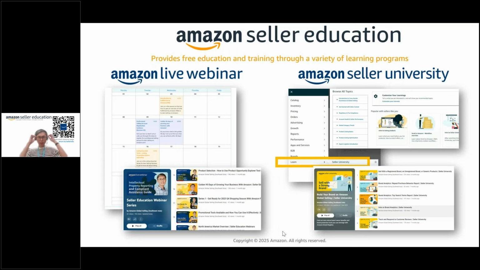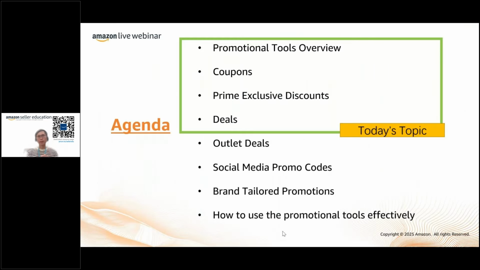Okay, so that's today's agenda. It's a two-part series. When you sign up for this webinar, you will automatically also sign up for the second part, which will happen next month. These are the full agenda for the two sessions. Today we will be covering the four points shared here: mainly what the tools available are, coupons, what the Prime exclusive discount is, and what deals are.